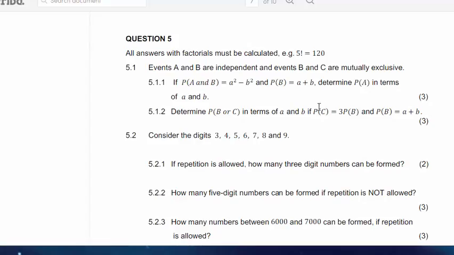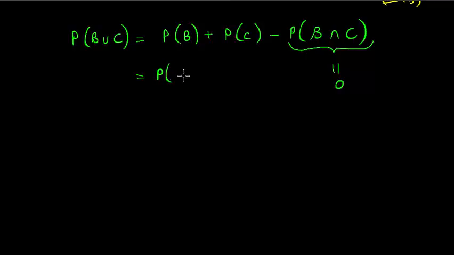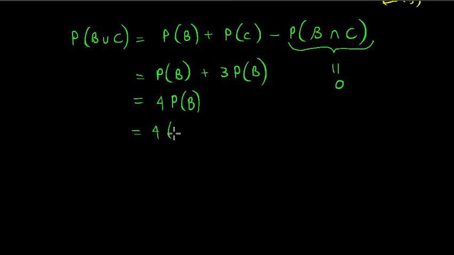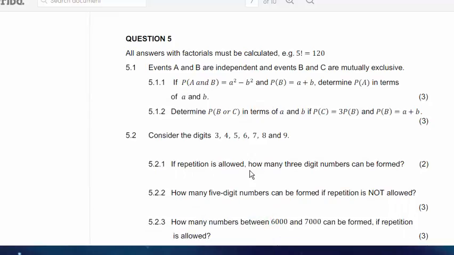Then they give us P(C) is equal to 3P(B), and P(B) is A plus B, like in the previous one. So let's first substitute this. P(C) is 3 times as big as P(B). In other words, the intersection is 0, so there's nothing there. So I have 4P(B). And now I know that P(B) is A plus B. And even that's your final answer. Okay.